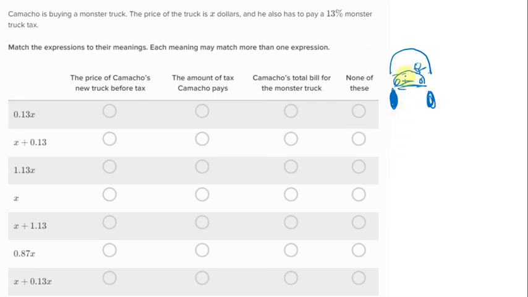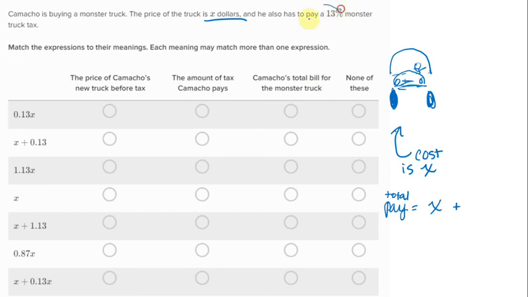He needs to buy this monster truck. And this monster truck is X dollars. And he also has to pay a 13% monster truck tax. So in addition to these X dollars, he has to pay a little bit more. He has to pay for the monster truck. He has to pay X, but then he has to pay the tax on X. So then he has to pay the 13% monster truck tax.